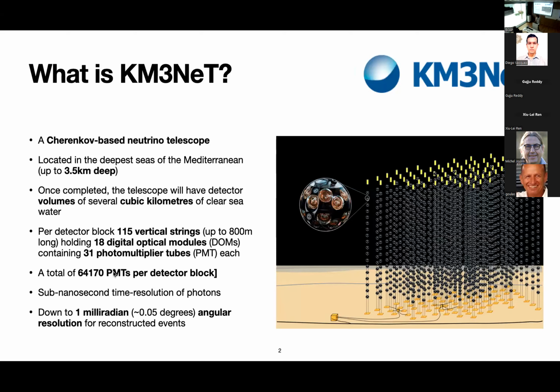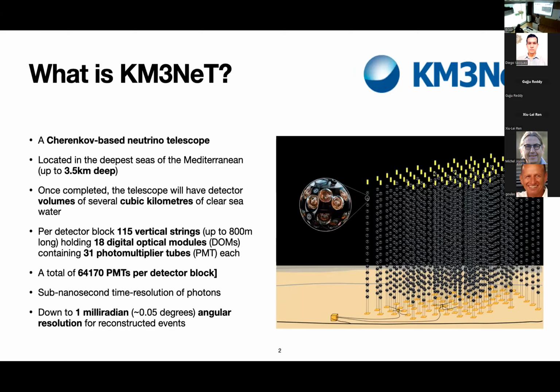So we have 64,000 PMTs in one detector block, which is quite nice. We see a lot of light, and we can do sub-nanosecond time resolution for photons. And the resolution for reconstructed muon events goes down to 1 milliradian, which is very, very good and much better than IceCube. So we can much more easily map or find things in the sky. Of course, there are other problems here, but just to show you how it looks.